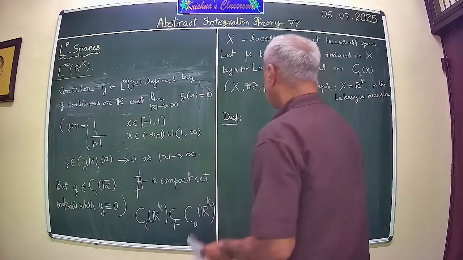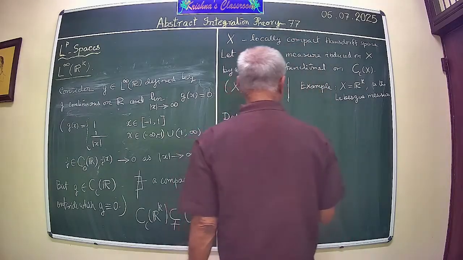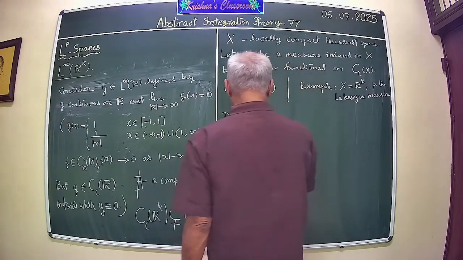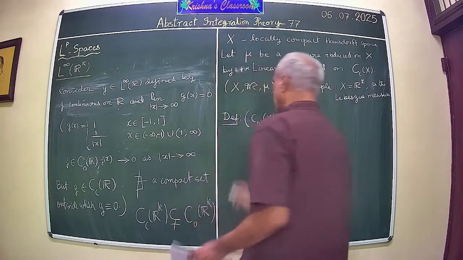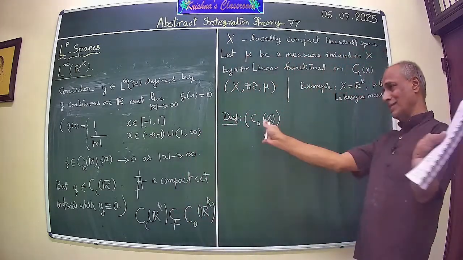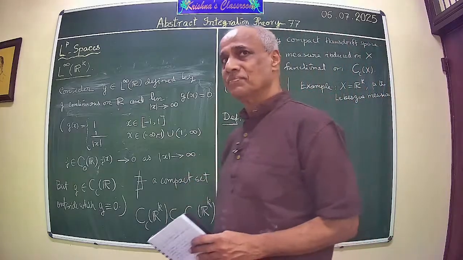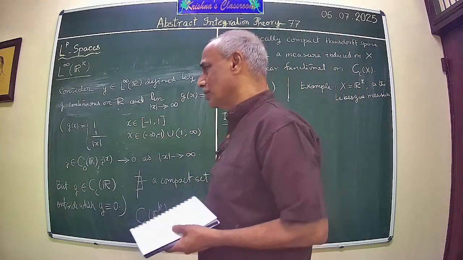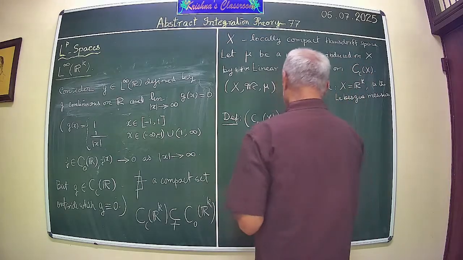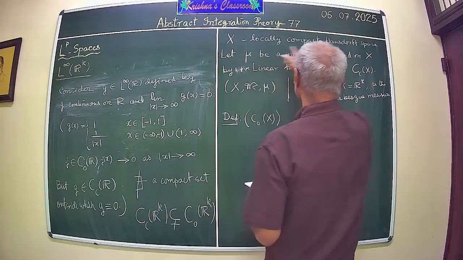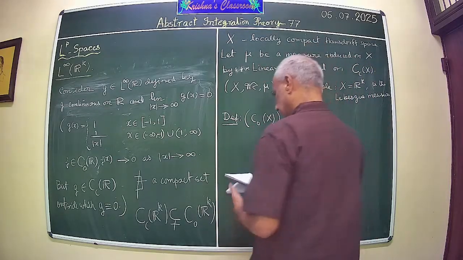We have to say what we mean by C_0. On R^k, of course, you know that as mod x tends to infinity, the function goes to 0. You cannot make such a statement here, because X is taken as a locally compact space.